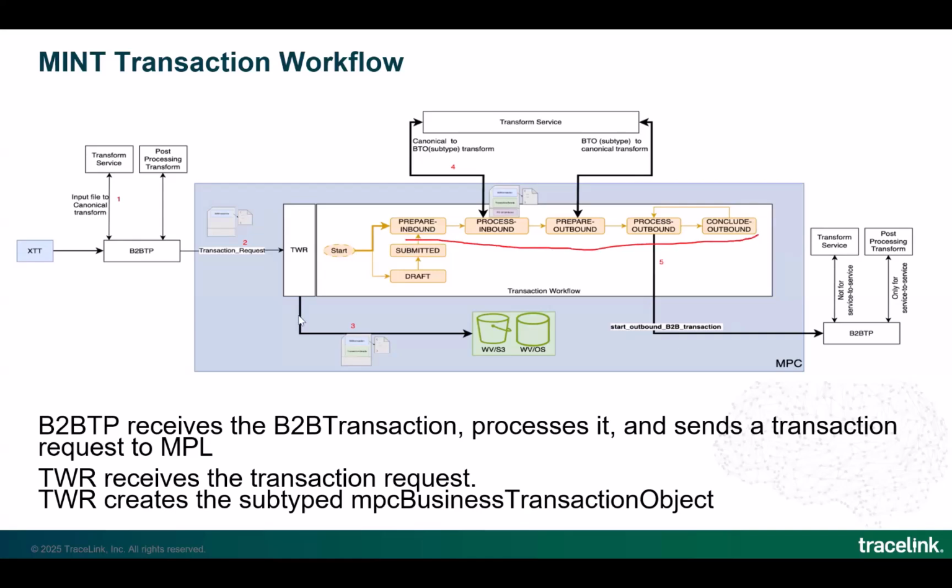So process inbound sends the data outbound to the B2B receiver side system, and then B2B processes it and transforms it, and a post-processing transform is not required here. It is only required if the receiver also has Mint licensed. And if there is a failure on the outbound side, you can of course do a retrigger.